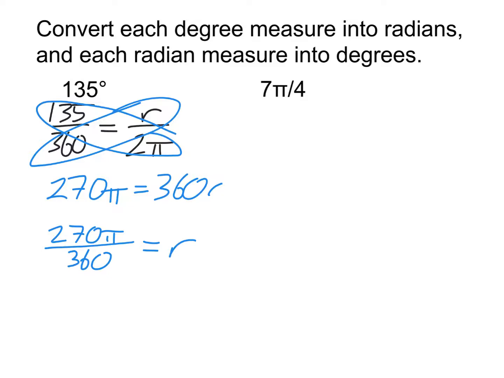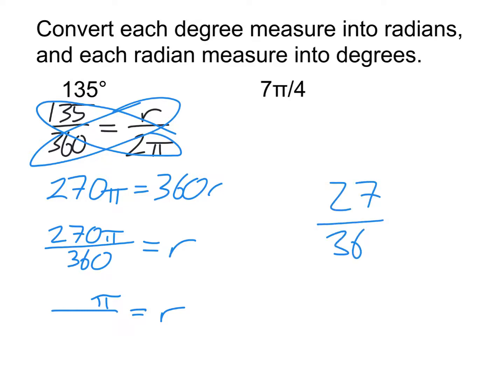Now, in this case, we do have one more step. We've done the right stuff here, but our answer can reduce. So I'm going to reduce my fraction. Now, the pi on top is going to stay a pi on the top. Now I just need to reduce 270 over 360. Well, they both end in zeros. That makes my life a little easier. I can divide them both by 10. That would give me 27 over 36.